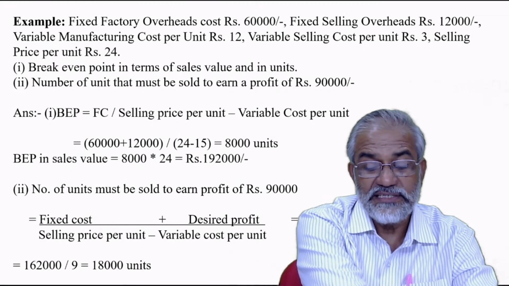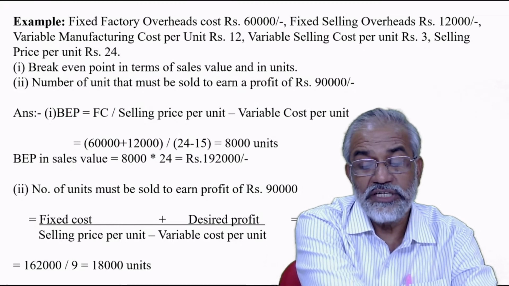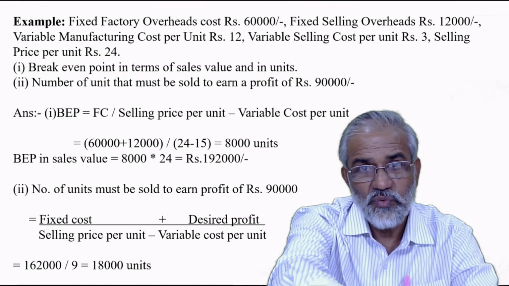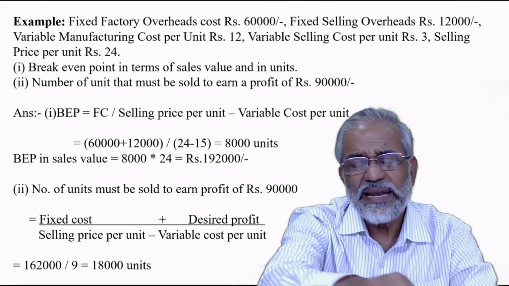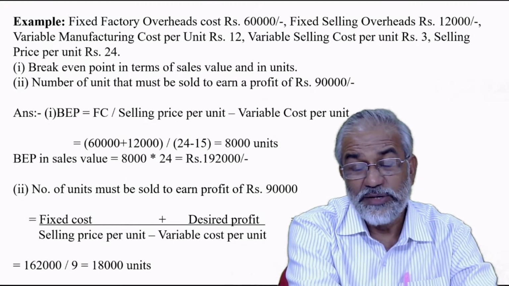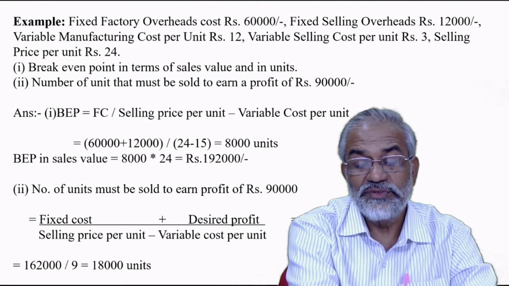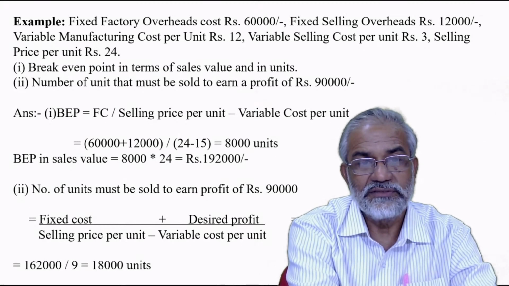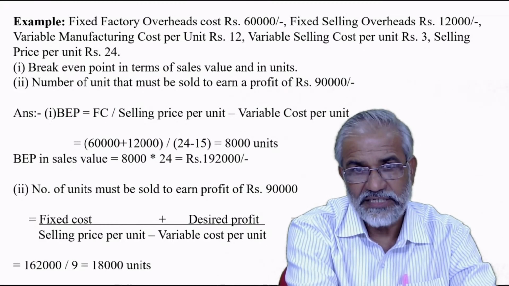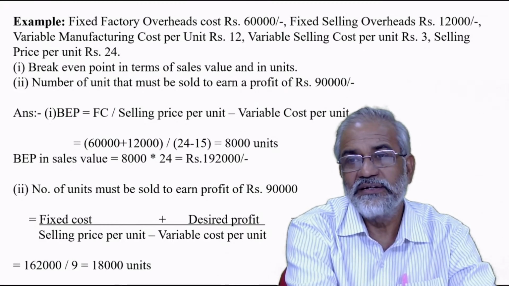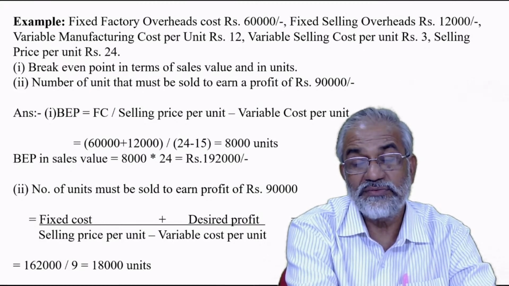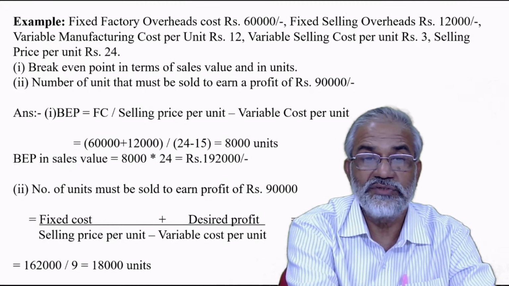If you want to cross-check this, the variable cost for 8,000 units would be, the variable cost per unit is 15. There are two variable costs, one is 12, another is 3. So the total variable cost per unit is 15. When the units produced are 8,000, 8,000 into 15, the variable cost would be 1,20,000. And the total fixed cost, there are two types, factory overhead 60,000 and selling overhead 12,000, total is 72,000. So the total cost is total variable cost plus fixed cost, it comes to 1,92,000.